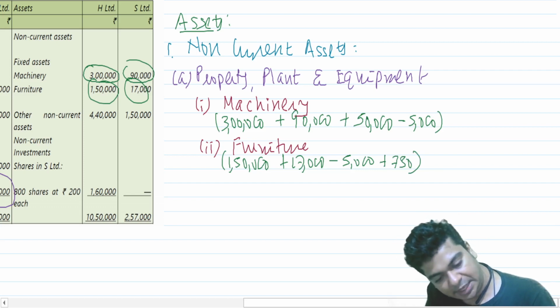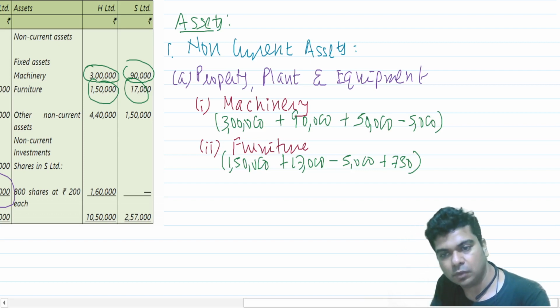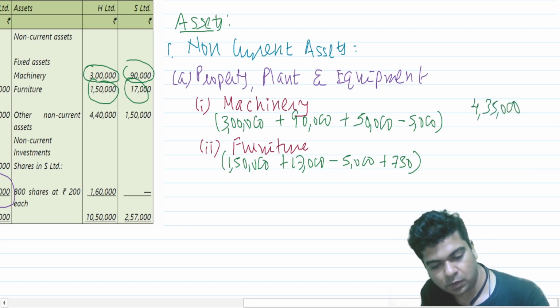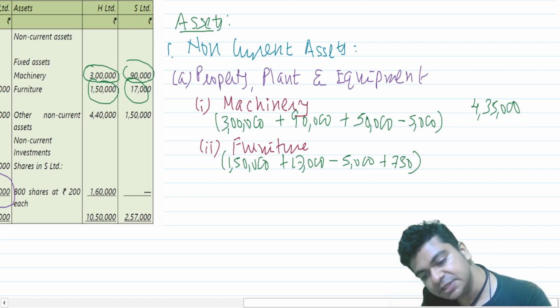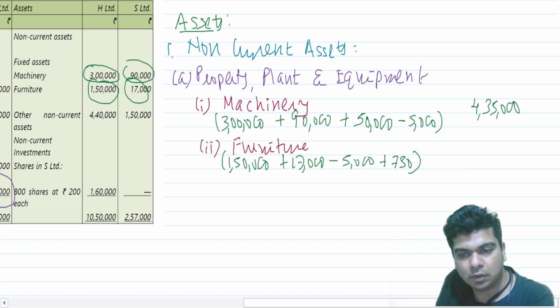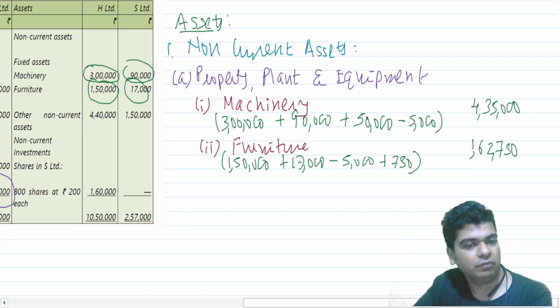So 3 lakhs and 90,000 and 50,000 and minus 5,000. 4 lakh 35. 1 lakh 50 and 17 minus 5 and add 750. 162 750.